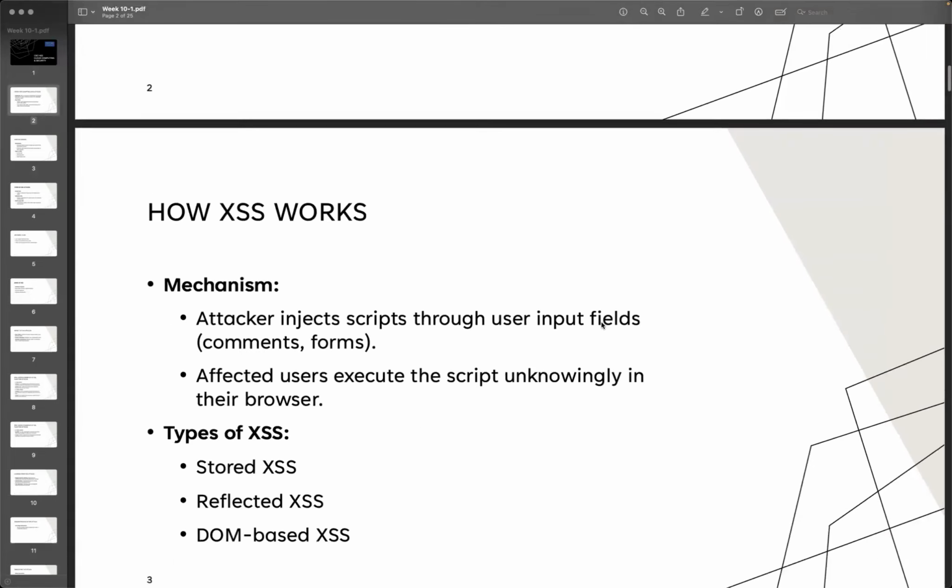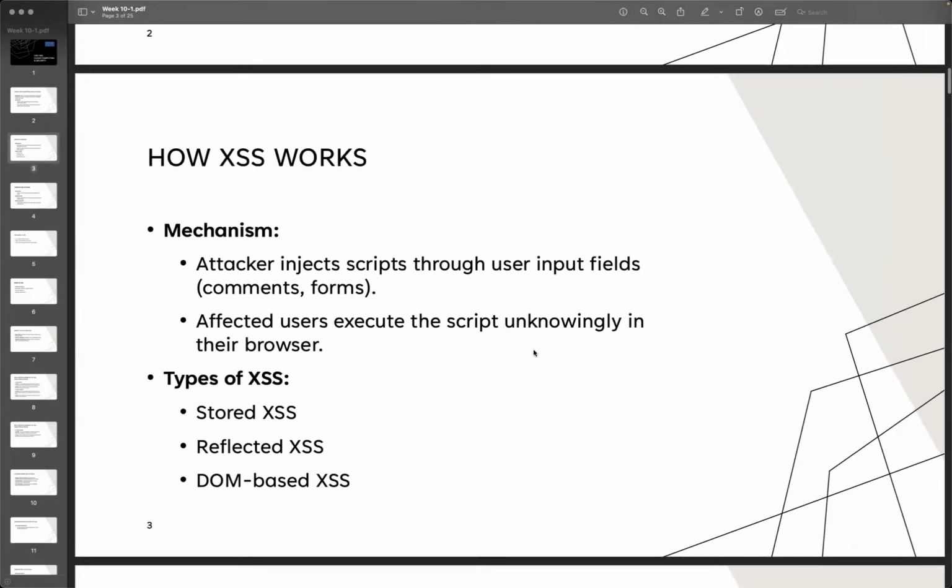So how does it work? They will try to inject the script through a user input field. Let's say we have a comments form, a username or password field, an email, or some message. When our server is allowed to take those inputs, after we take them, it will affect the user by executing the script unknowingly in their browser. The user doesn't know, but the attacker can try to inject it.